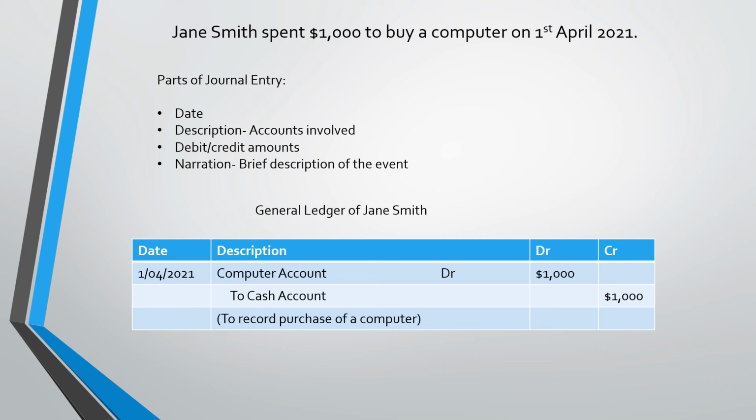When you credit an account, you write it as "To" and the name of the account. And in the last line, there is a narration, just letting the reader know what this entry is for. So we are entering the journal entry to record purchase of a computer.